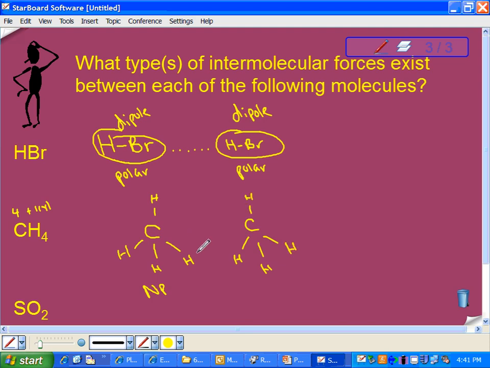We could just talk about this guy being attracted to that. There's some sort of attraction going on. So since this is nonpolar, this is nonpolar, the only thing that two nonpolar substances have is, we said this one was dipole-dipole. This one would be London dispersion.